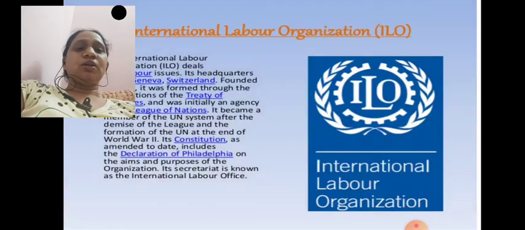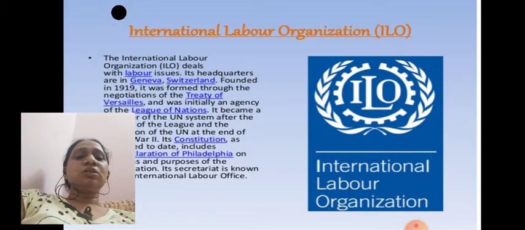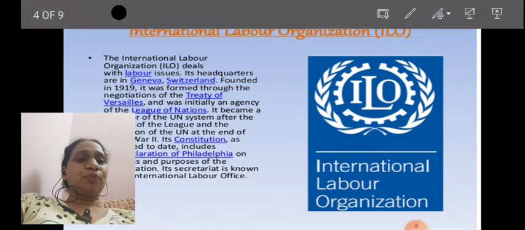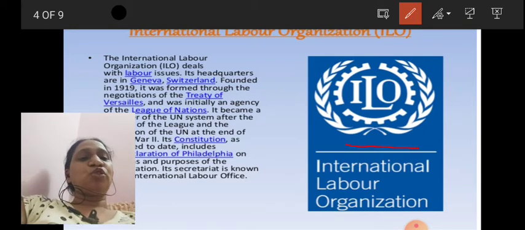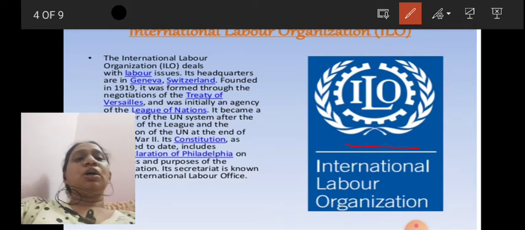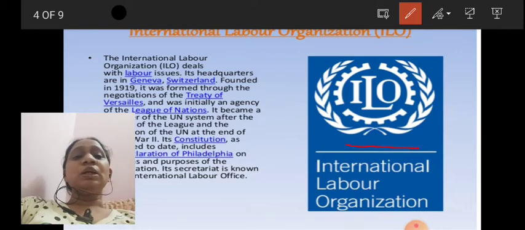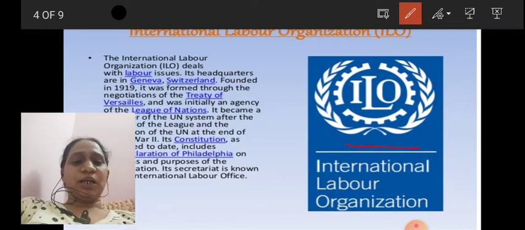Now next one is the International Labour Organization. In short we also call it ILO, and its symbol you can see here in the picture. The International Labour Organization deals with labor issues and its headquarters is in Geneva, Switzerland.